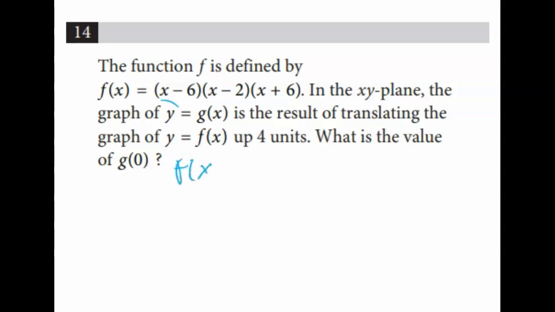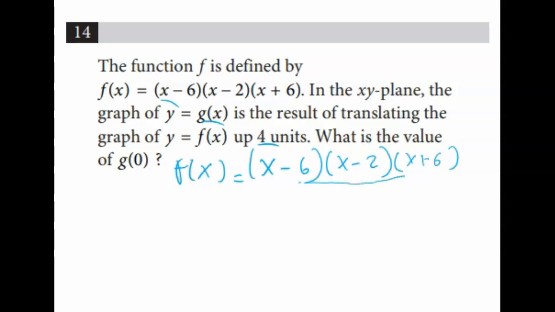f of x equals x minus 6, x minus 2, and x plus 6. And so we know g of x is the result of translating that up 4 units. So how would I translate this up 4 units? Well, I'm not going to mess with any of the x values because that's going to translate it side to side or laterally. So all I need to do really is add a plus 4 at the end.